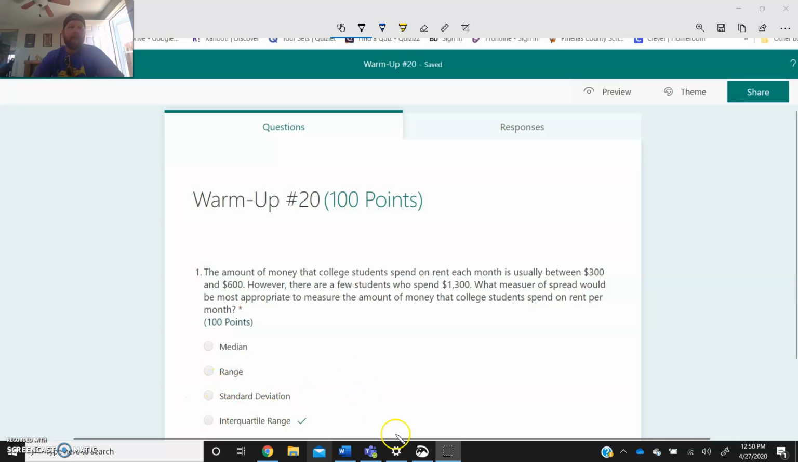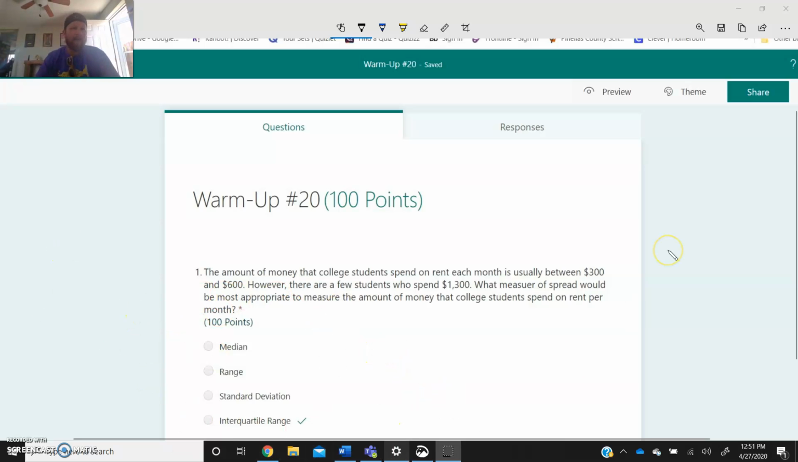Standard deviation usually has outliers that you have to deal with, so it could throw things off. And interquartile range will be best because it breaks up the numbers, and you take quartile 3 and subtract quartile 1. That's just going to be the best option in this instance.